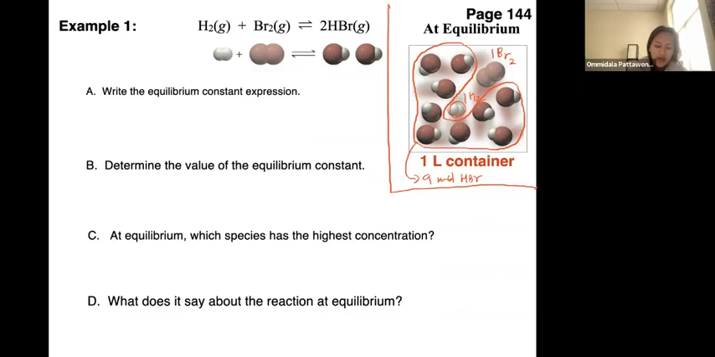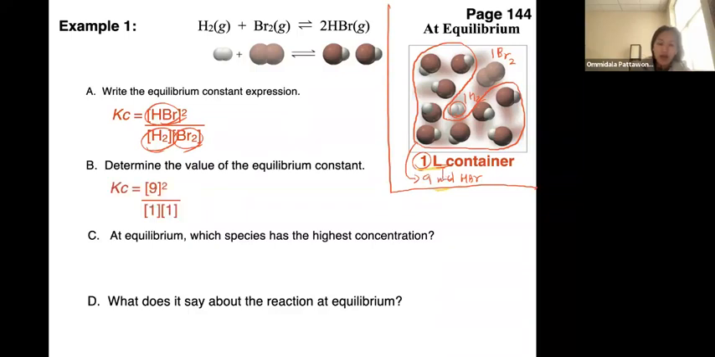Let's take a look at example 1A: write the equilibrium constant expression. This is the same as we learned before: the ratio between product over reactant. Now to determine the value of the equilibrium constant, you will need to find the concentration of each species first. You use moles divided by liters, so this is divided by 1 liter. After you do that, you get Kc equal to 9 squared over 1 over 1, so you get 81 for the Kc value.